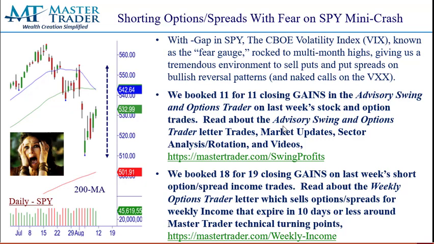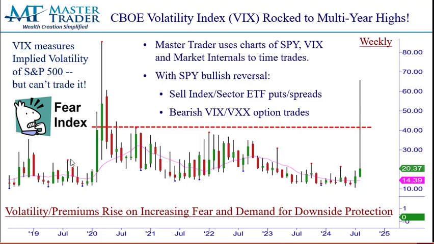Now we have 3 separate advisory letters, but we trade options in these 2. In the advisory swing and options trader, we trade stocks, options, and ETFs, and we do them long or short. We buy or sell. And we were 11 for 11 last week in this amazing opportunity that was set up. In the weekly options trader, we sell options or spreads that expire in 10 days or less. We do them around our master trader technical turning points. We were 18 for 19 based on this setup that I'm showing you right now.